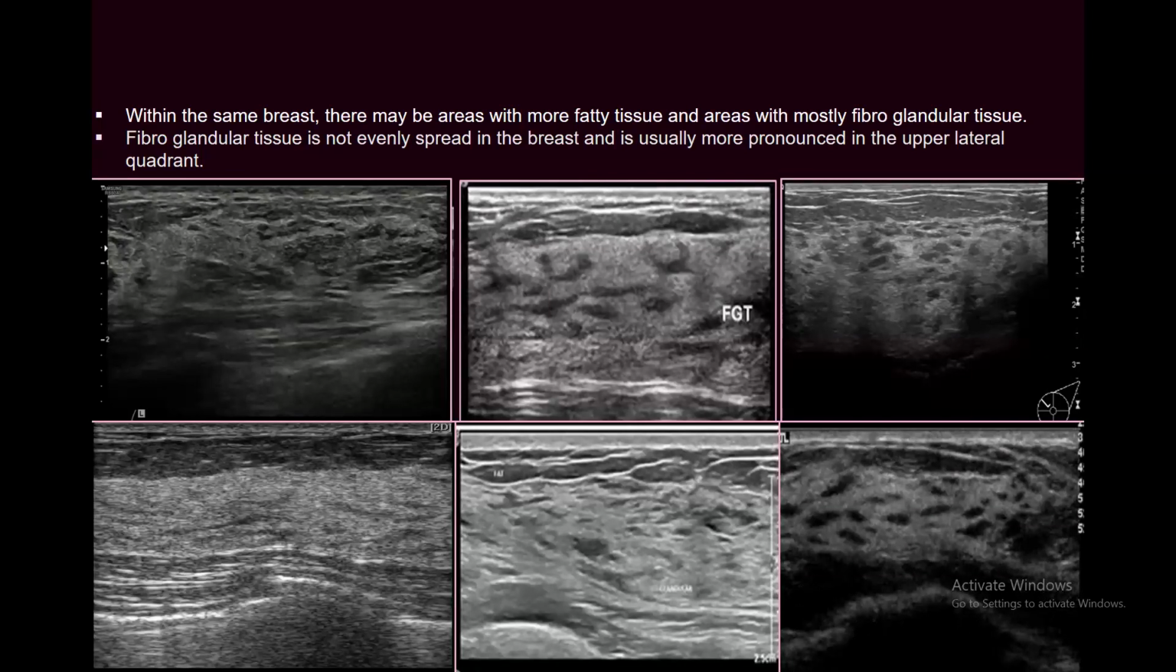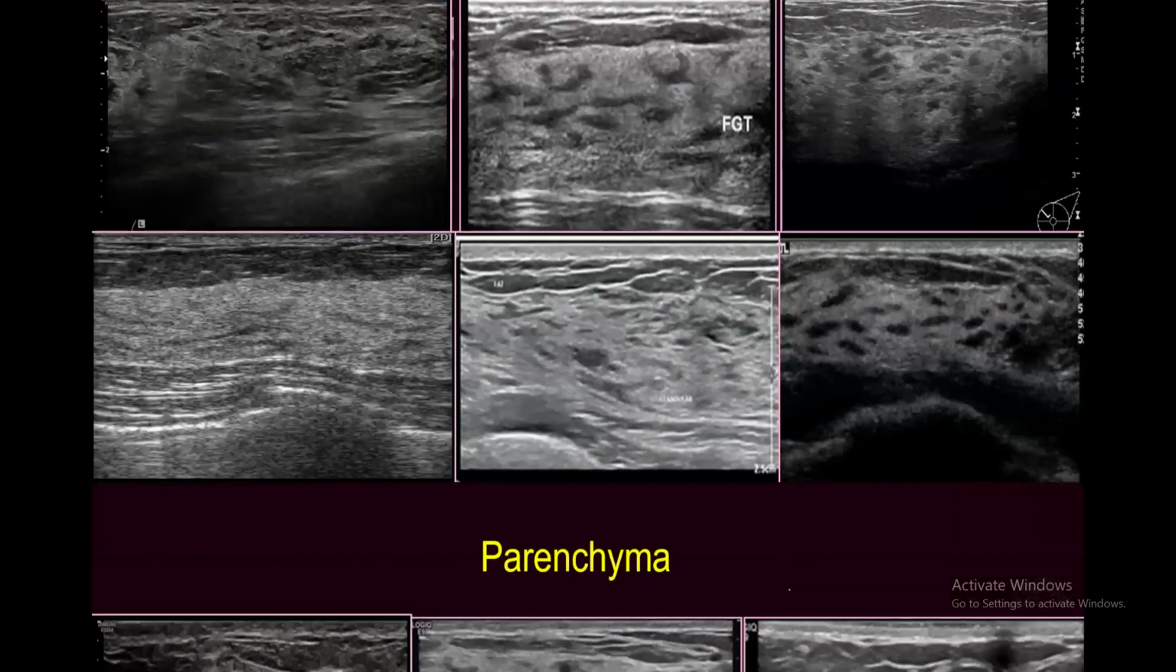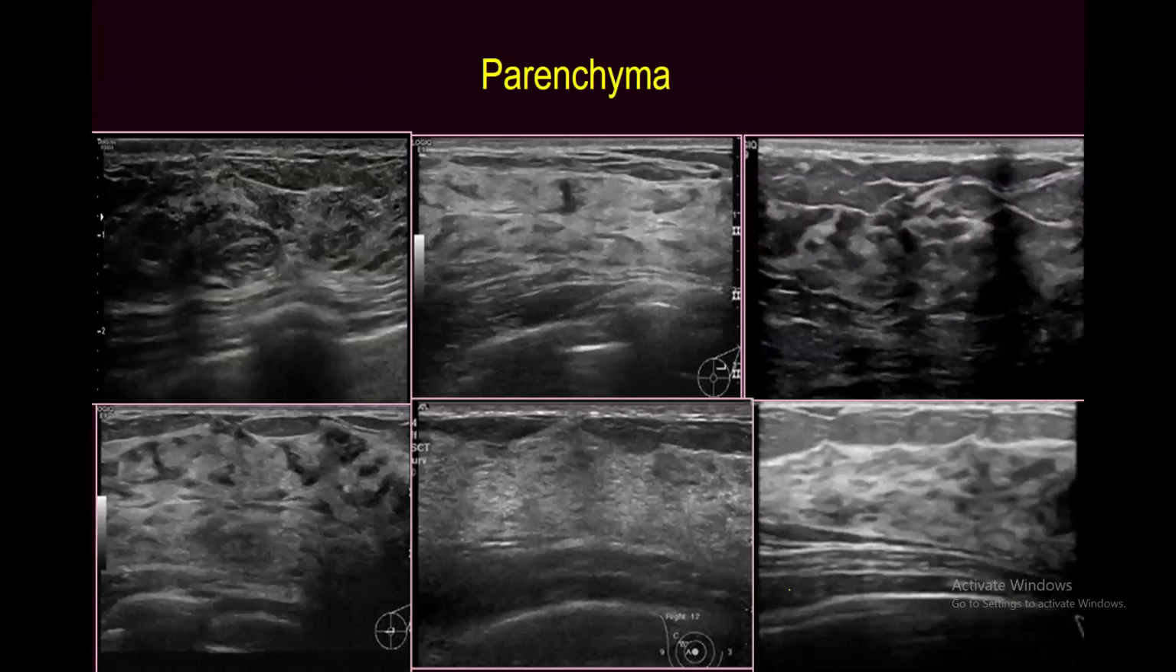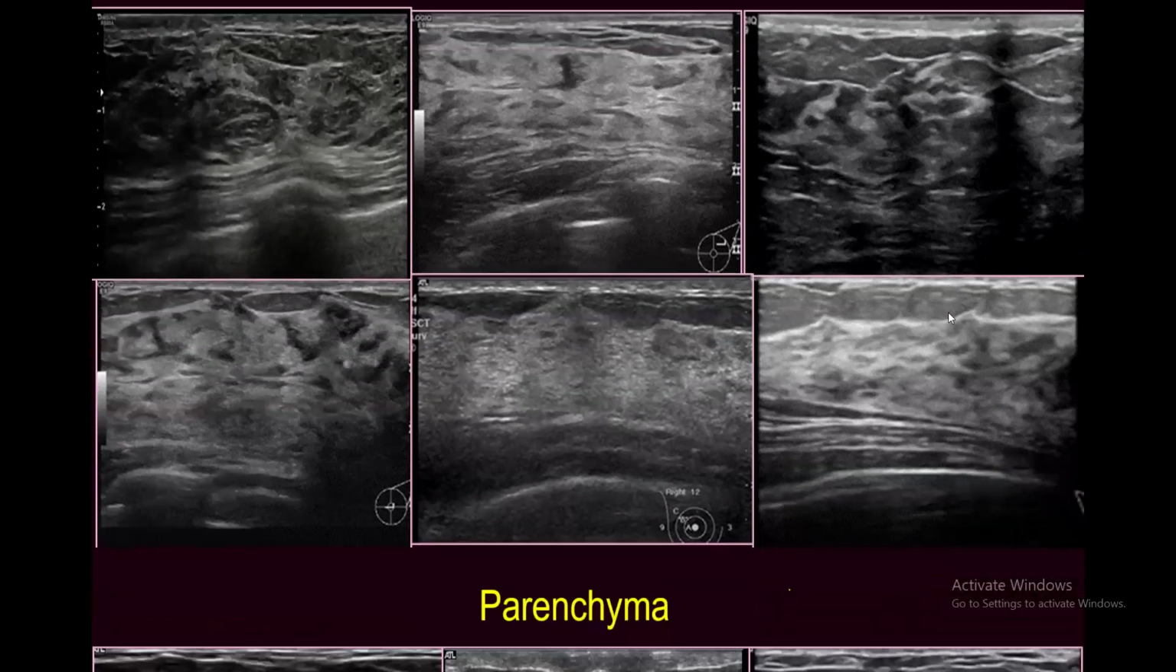And even within the same breast, we can see some difference while scanning the patient. We might find one part of the breast with a thick layer of fibroglandular parenchyma, while other parts have islands of parenchyma with intervening fatty tissue. Again, look at these examples. This is not fat. This is fibroglandular or glandular parenchyma, as well as this one. It is the same as this, but this is more echogenic than this. We'll discuss the reason for that later.